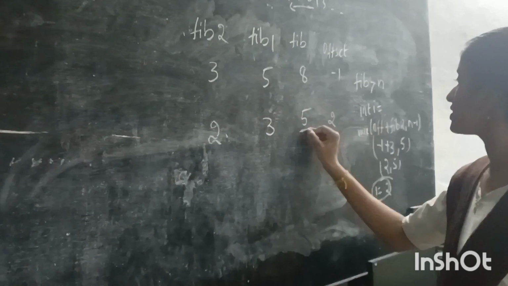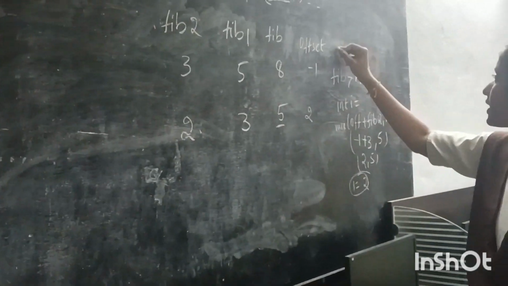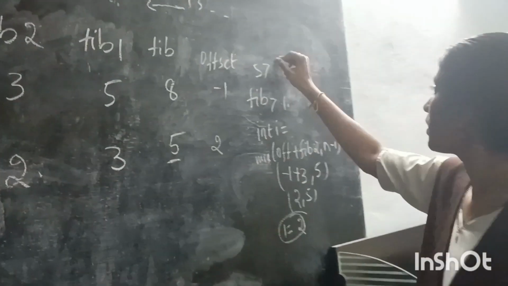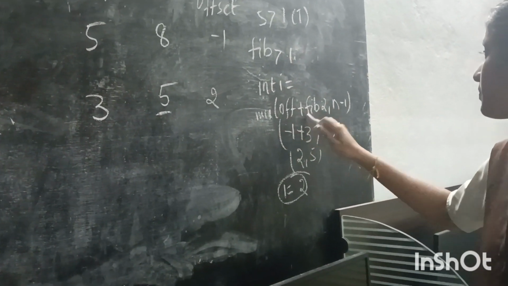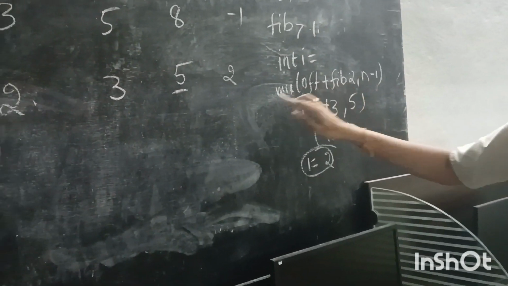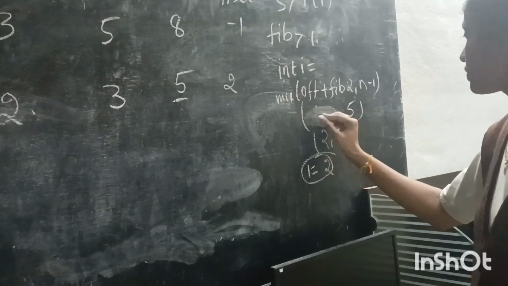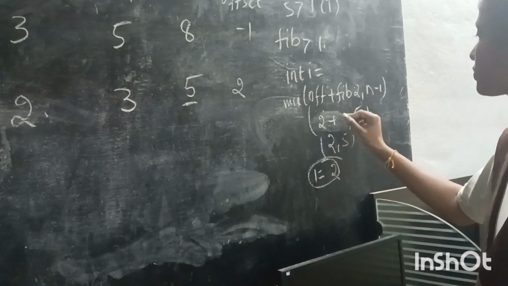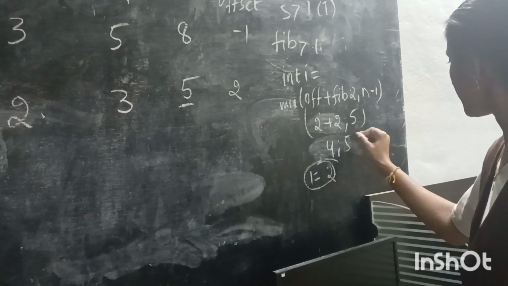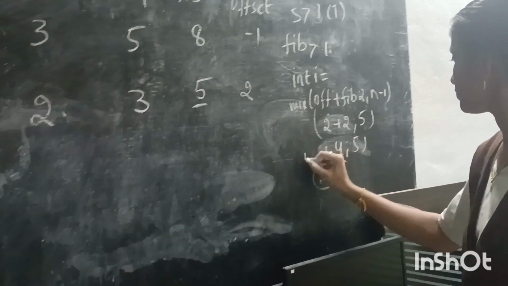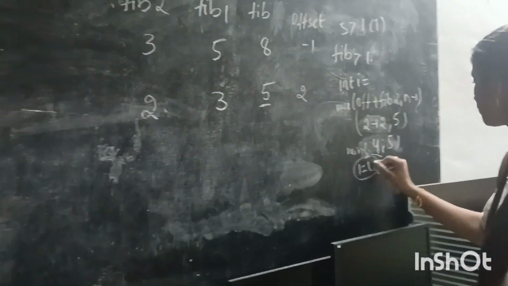Next, the condition will be checked once. 5 greater than 1, condition will be true. So int I equals minimum of offset plus Fib2 comma n minus 1. Offset value 2, 2 plus Fib2 value 2 comma n minus 1 is 5. 2 plus 2 is 4, 4 comma 5. Minimum of 4 comma 5 means I value equals 4.